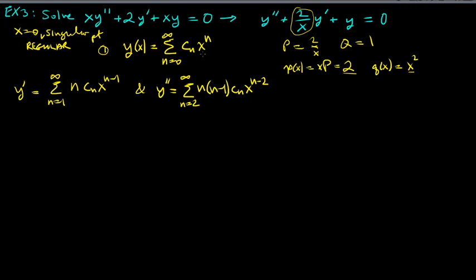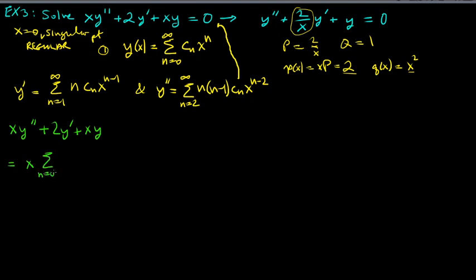Okay, so now we just plug these into, well, instead of doing the normal form, we're going to plug this into the original equation here, because it's easier to multiply by x than to have to divide by x. So let's actually calculate this now. Let's calculate x y double prime plus 2y prime plus xy, because in the end we're just going to set that equal to 0. So before we do that, let's see what we get here. So we're going to get x times the second derivative.